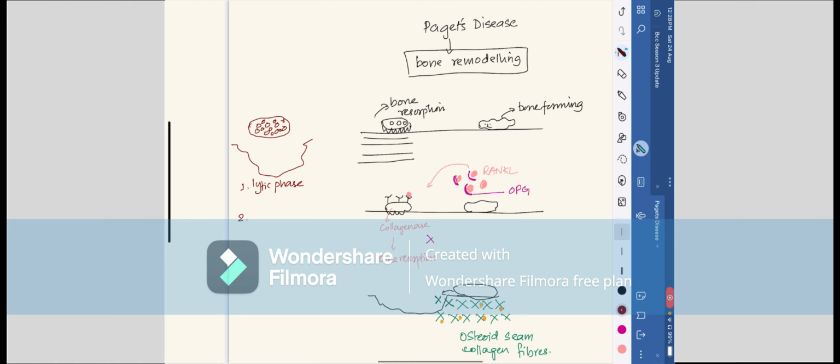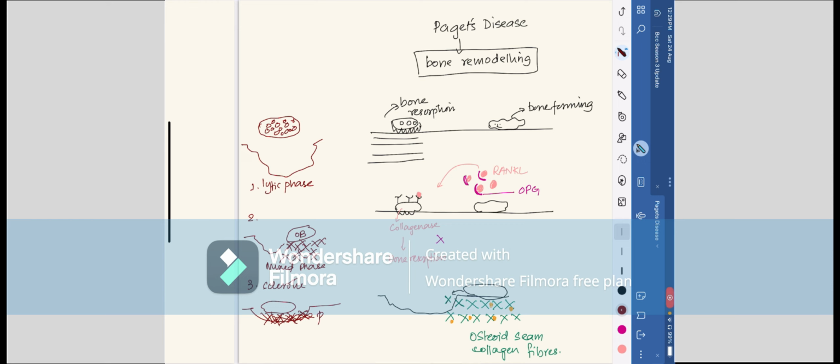Then in the second phase, there is osteoclastic bone resorption along with bone formation by the osteoblast. But the collagen that they lay down is haphazard. This is the mixed phase, so there are both osteoclasts and osteoblasts. The third phase is the sclerotic phase, where the osteoblast mostly lays down a lot of collagen in a very haphazard manner, so the bone formed in the sclerotic phase is highly porous and lacks strength.